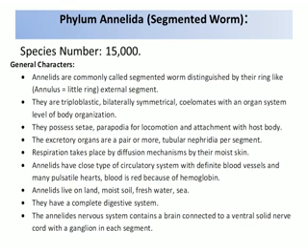Now phylum Annelida. Phylum Annelida is also known as segmented worms. The species number of the phylum Annelida is about 15,000. These annelids are commonly known as segmented worms because of the ring-like structures present on the external segments. The word Annelida is taken from the Latin word annulus, which means little ring.